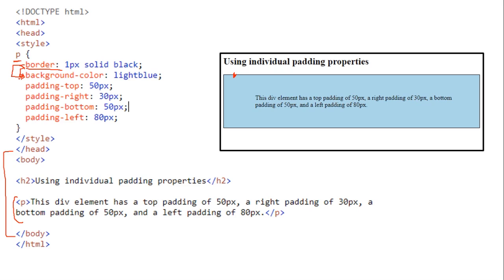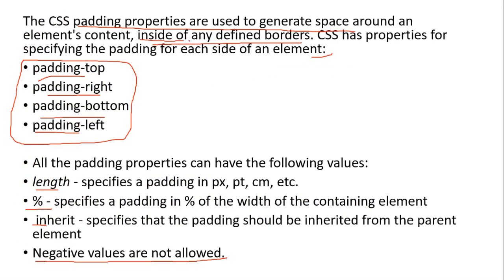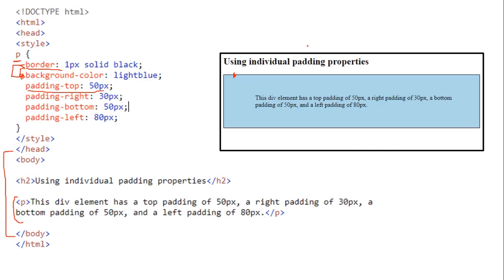In this particular paragraph we want to apply padding. Padding-top 50 pixels. Since it will affect only the area around the content inside of any defined borders, inside this paragraph the content will appear 50 pixels from the top. After that, padding-right 30 pixels, padding-bottom 50 pixels, padding-left 80 pixels. Depending on your requirements, you can give any value as desired. This is how we can apply padding.